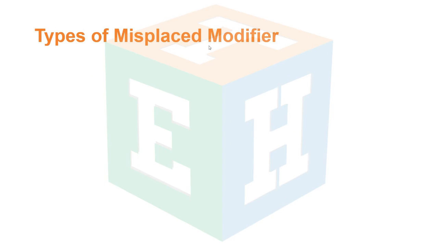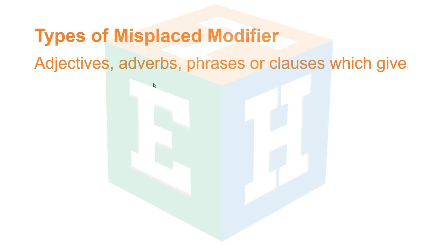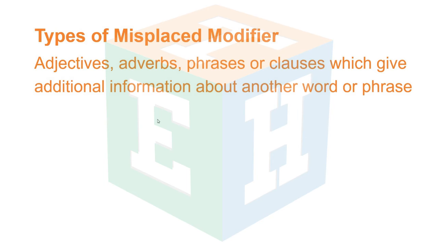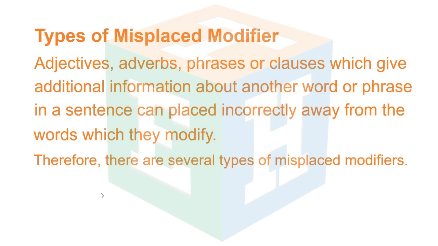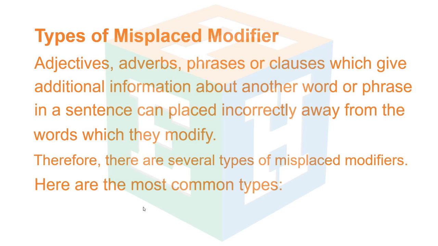Types of misplaced modifiers: adjectives, adverbs, phrases, or clauses which give additional information about another word or phrase in a sentence can be placed incorrectly away from the words which they modify. Therefore, there are several types of misplaced modifiers. Here are the most common types.